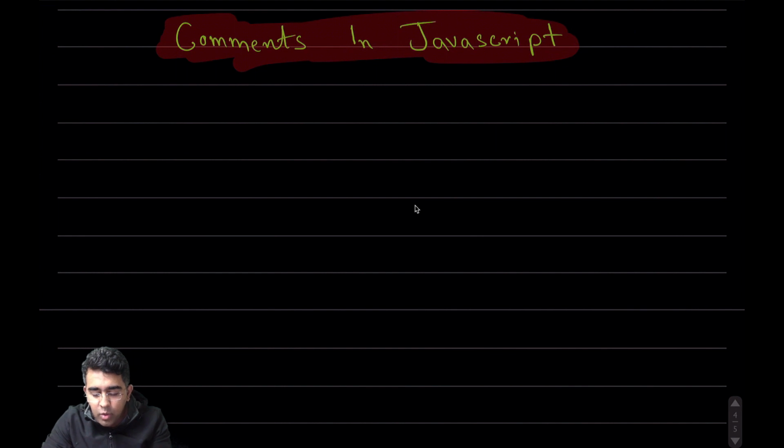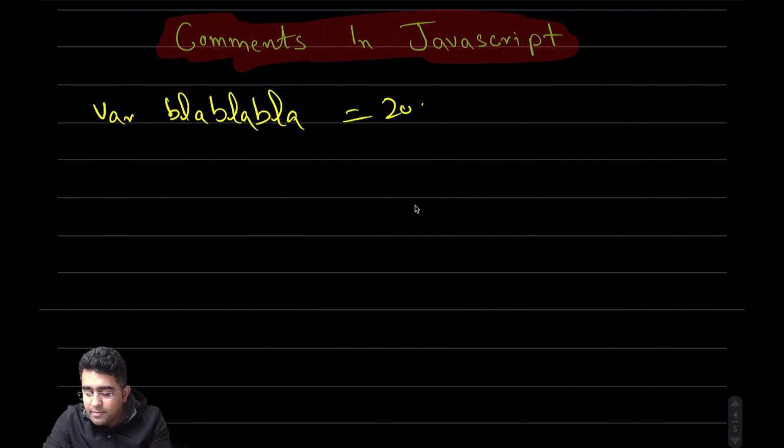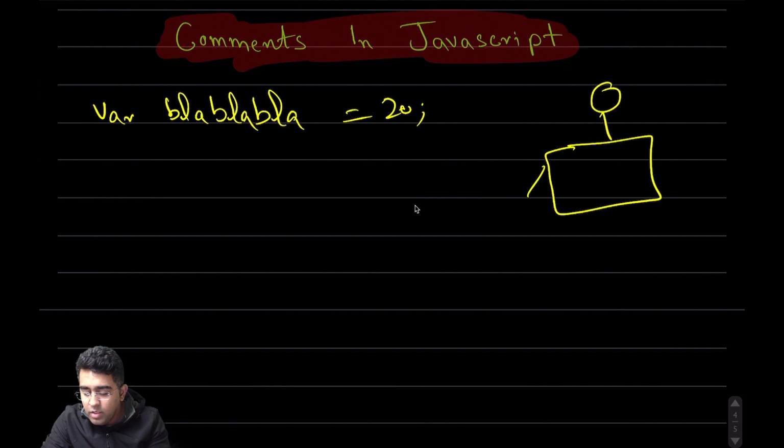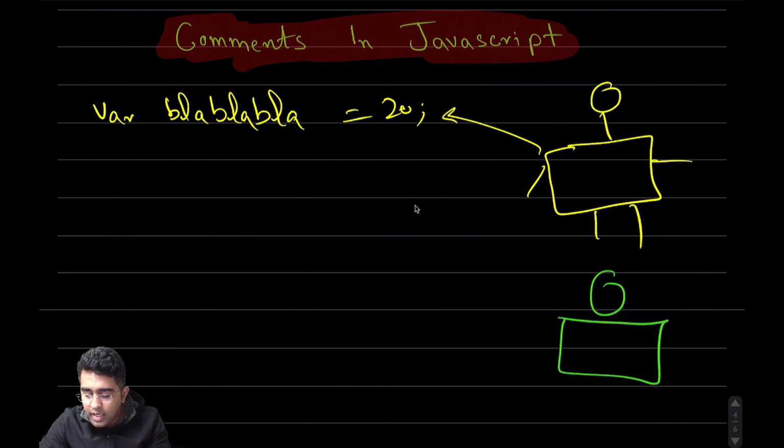For example, I'll go and write some code. Let's say I will say var, and I'll name this blah blah blah, is equal to 20. Now, this code or statement is written by this fellow. This fellow wrote this line of code. Now, what happens is there is another fellow who is going to work on his code when he leaves work. So let's say this guy goes, okay, I'm going to start working on the code.